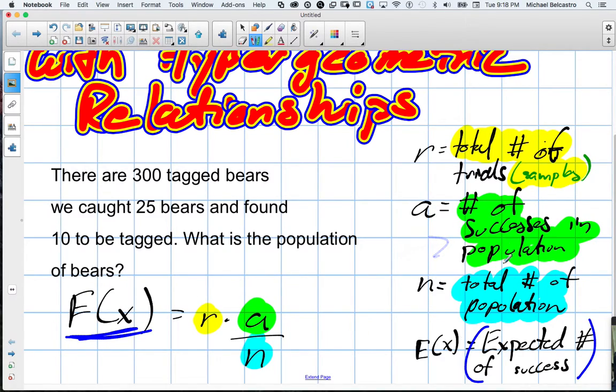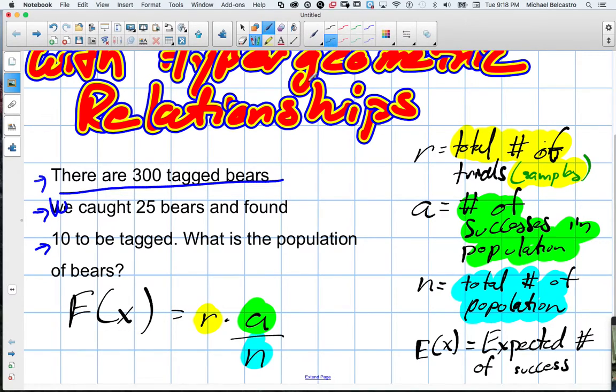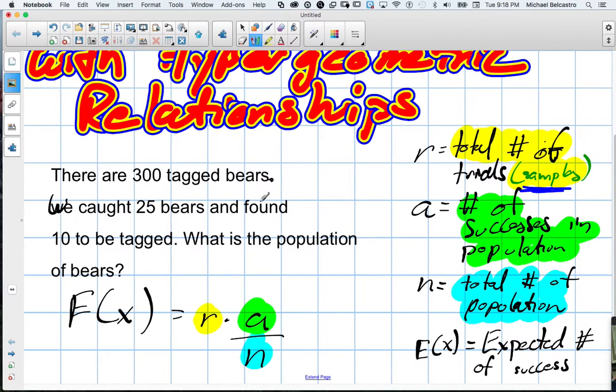Okay, so we tried defining these. Let's see if we can pinpoint the information in our question. There are 300 tagged bears. These are kind of broken sentences. We caught 25 bears and found 10 to be tagged. What is the population of bears? Okay, so "we caught" is talking about our sample. How many samples did we take? Well, our total number of samples, we took 25 bears. So that's going to be our R variable. There are 25 bears in our total sample.